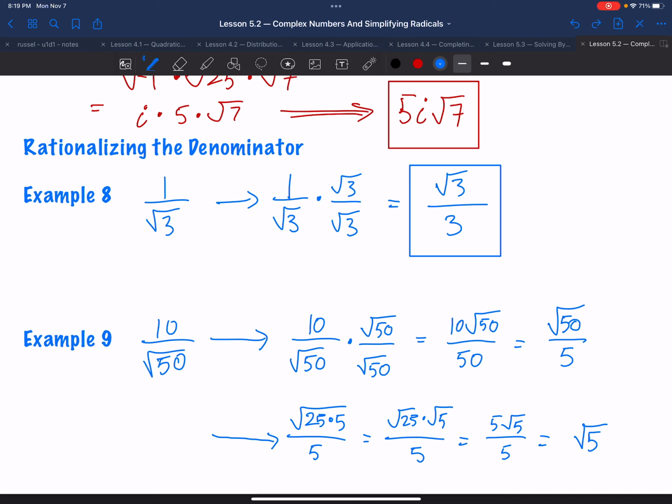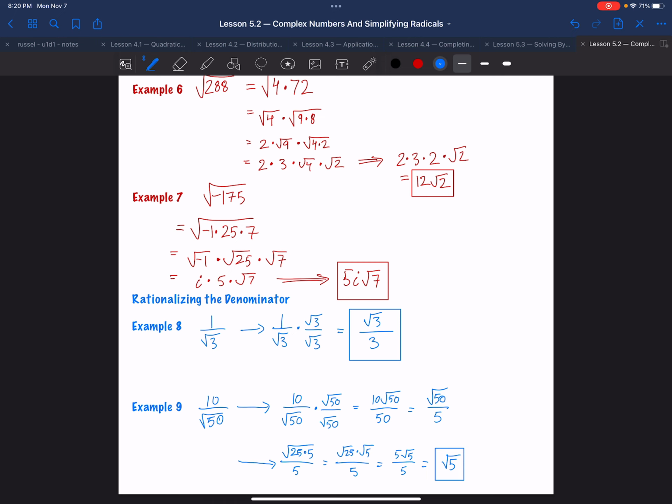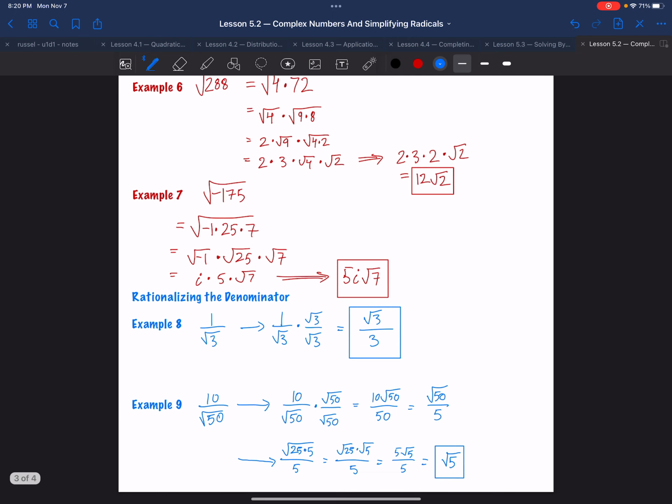So think about that. I mean, look at 10 over root 50. Do you really want to write it like that? Or is root 5 prettier? Come on, root 5's totally prettier. Look at that. It's beautiful. Way prettier than 10 over root 50. Okay. So that's rationalize the denominator, and that is that reminder.